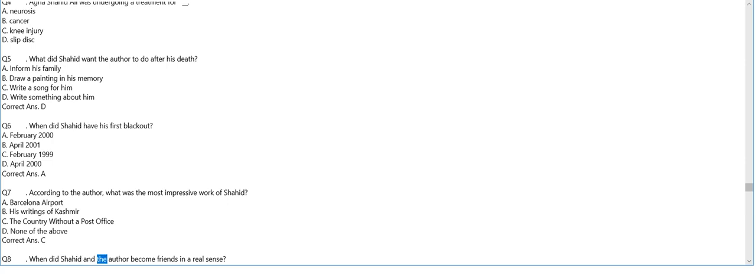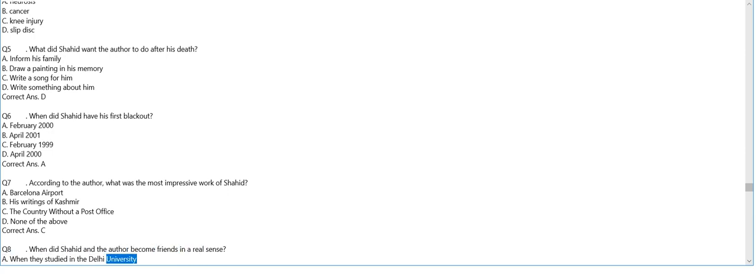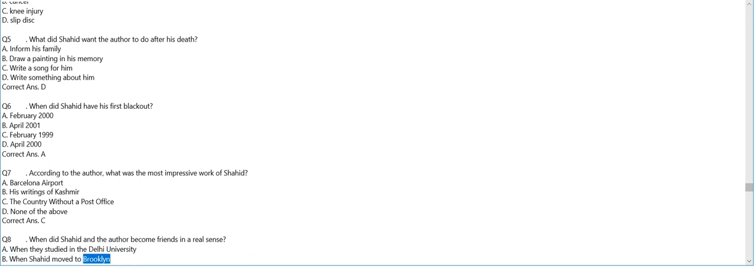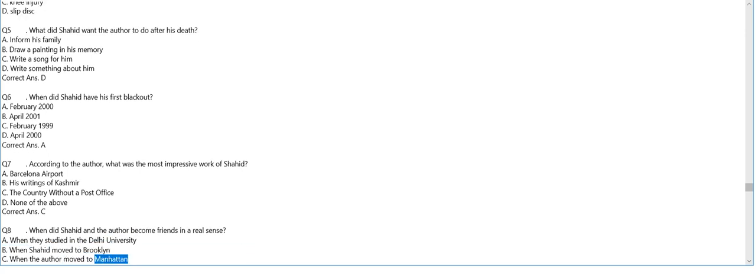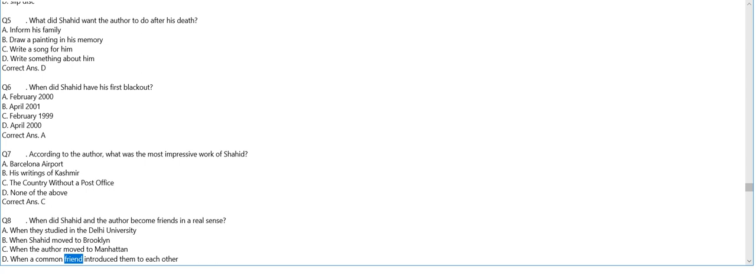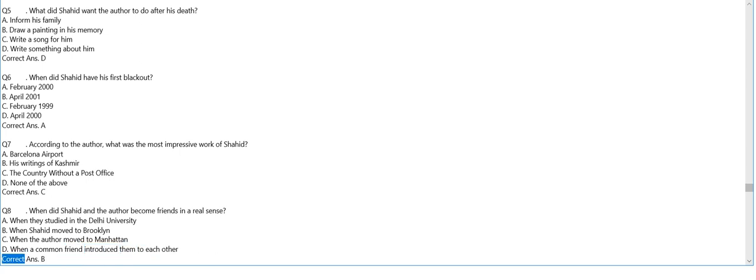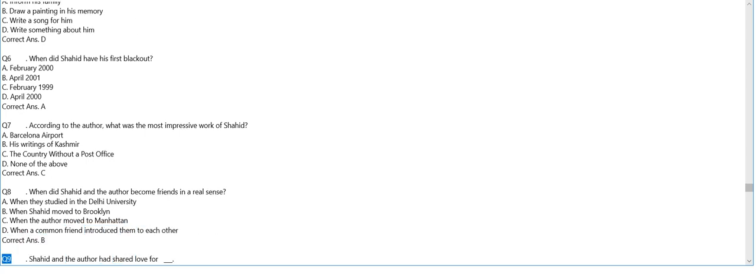Q8. When did Shahid and the author become friends in a real sense? A. When they studied in the Delhi University. B. When Shahid moved to Brooklyn. C. When the author moved to Manhattan. D. When a common friend introduced them to each other. Correct answer: B.